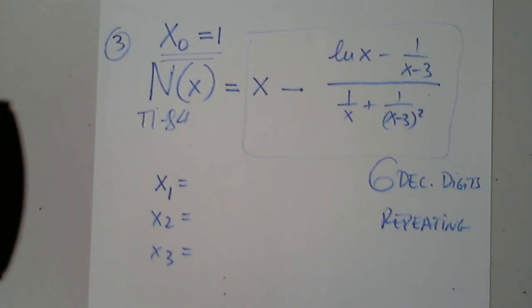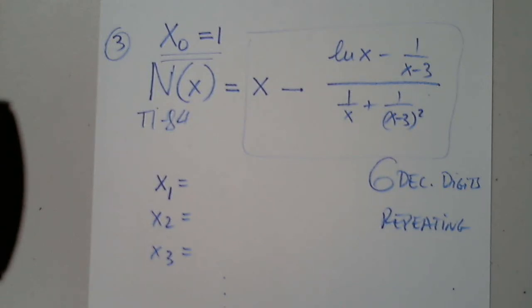Careful how we plug in the denominator. 1 over x will work without parentheses. Plus 1 over, in parentheses, x minus 3 squared. And don't forget to close the parenthesis for the denominator. Okay? So now, after I punched in Newton's function, which is x minus the function over the derivative of the function, then I get out of there with second and quit.